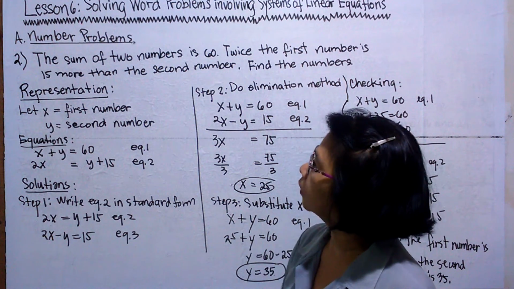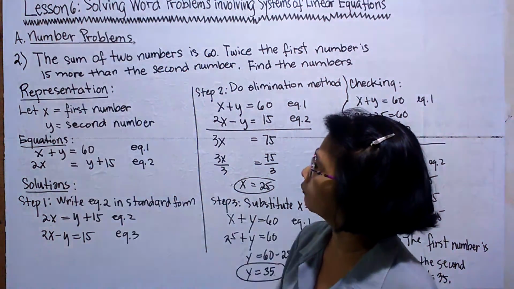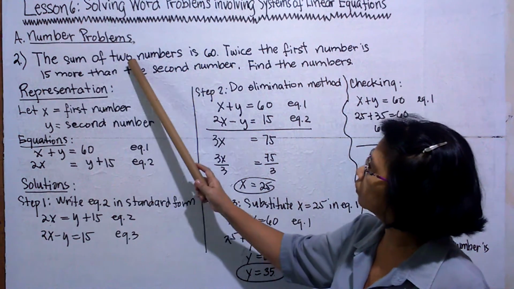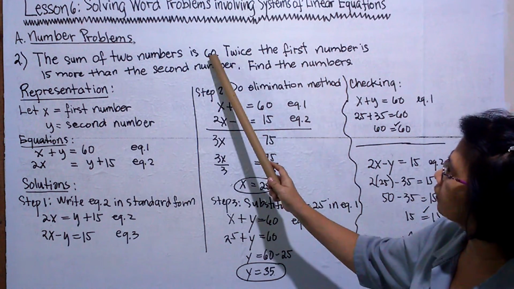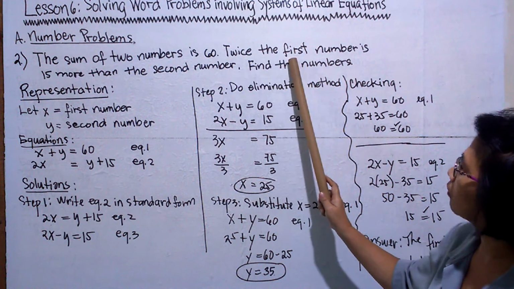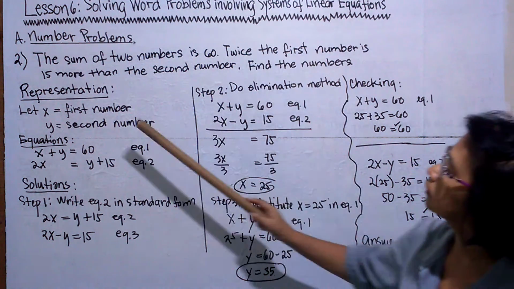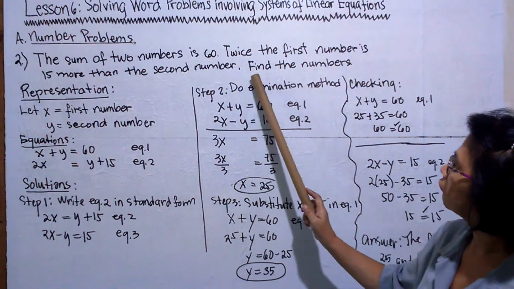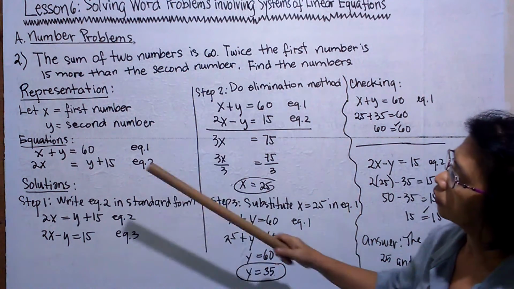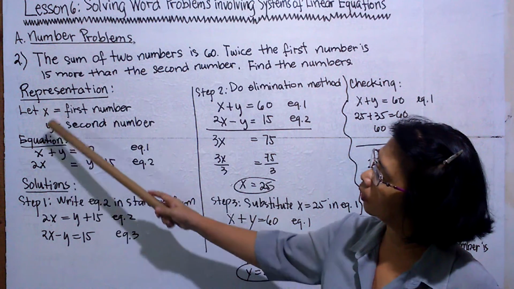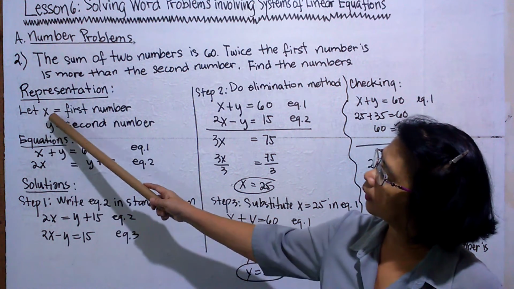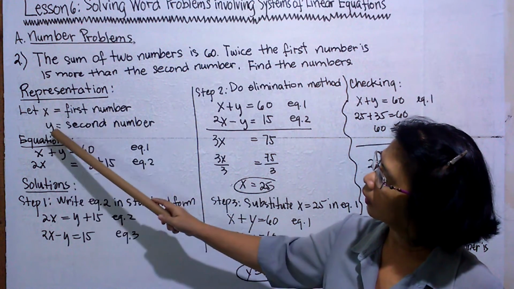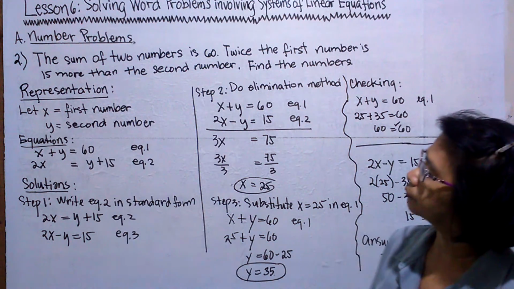Okay, now we have number 2 number problem. The sum of two numbers is 60. Twice the first number is 15 more than the second number. Find the numbers. So for our representation, we are using x and y: x for the first number and y for the second number.